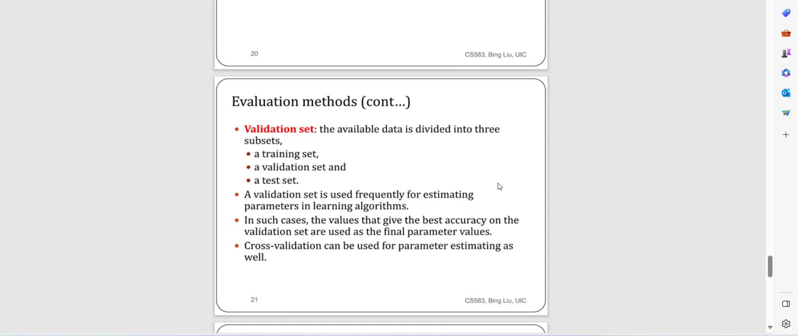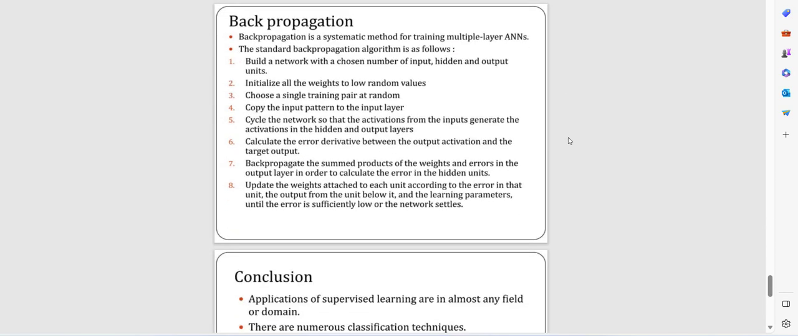Evaluation method: validation set. The available data is divided into three subsets. So when you include validation, you have to divide the data into three: training, validation, and test. The validation set is used frequently for estimating parameters in the learning algorithm. In such cases, the values that give the best accuracy on the validation set are taken as the final parameter values. And each validation can be used for parameter estimation as well. Okay, so backpropagation is the systematic method for training multi-layer networks.